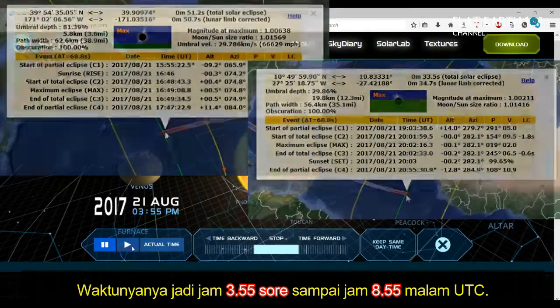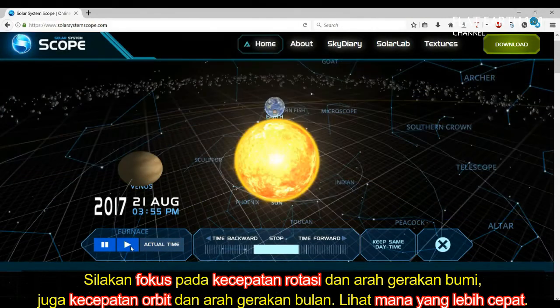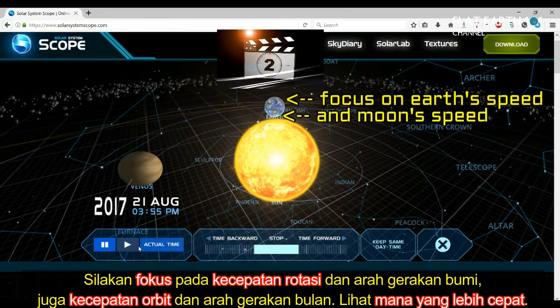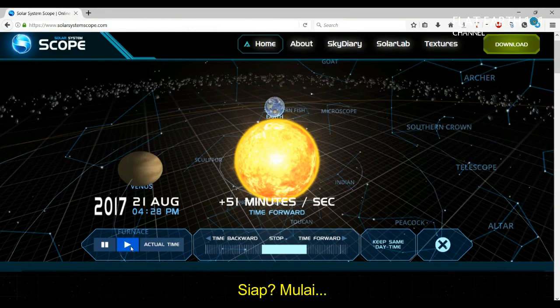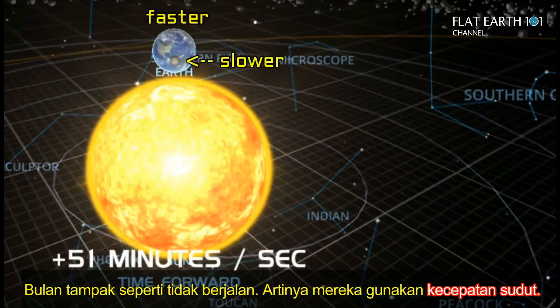The time will be 3:55 p.m. to 8:55 p.m. Please focus on the Earth's rotation speed and direction, also the Moon's orbital speed and direction. See which one is faster. Ready? Go! You see that the Earth's rotation is faster. Let's zoom it. The Moon is almost like not moving.